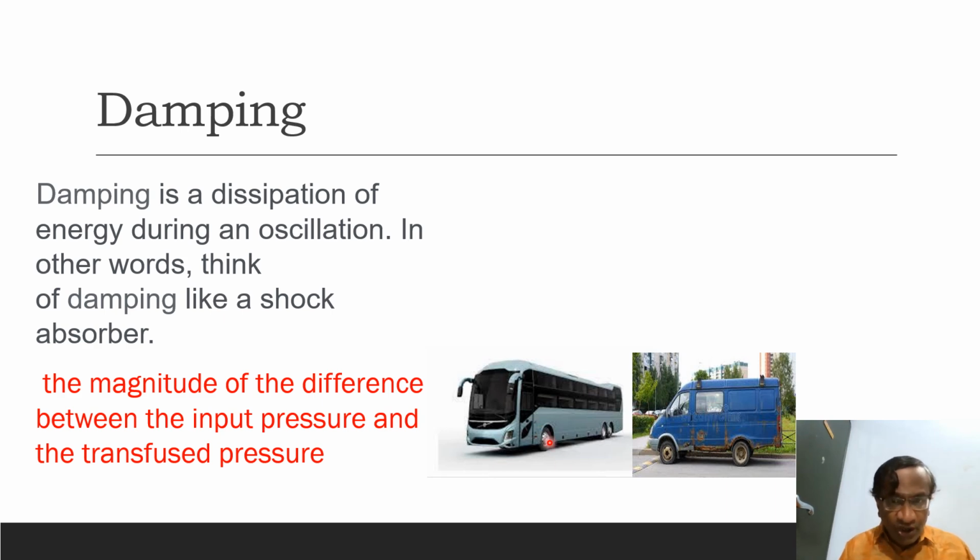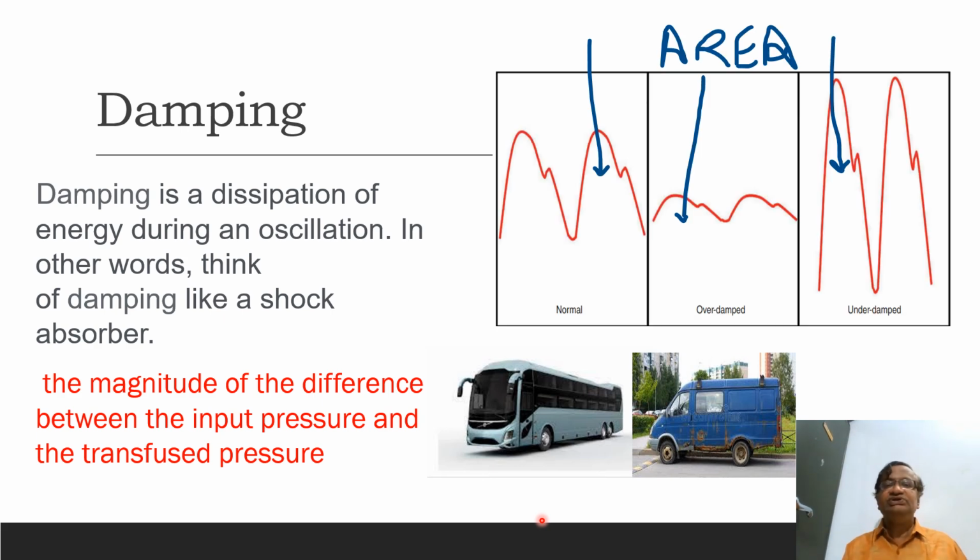So we don't want the damping. We want an old van, like in the arterial system, so that the input pressure is directly transferred to the transducer. Any difference in the input pressure, we don't want shock absorbers. So we want these old things and not big high quality buses. So this is normal, this is over damped, and this is under damped.